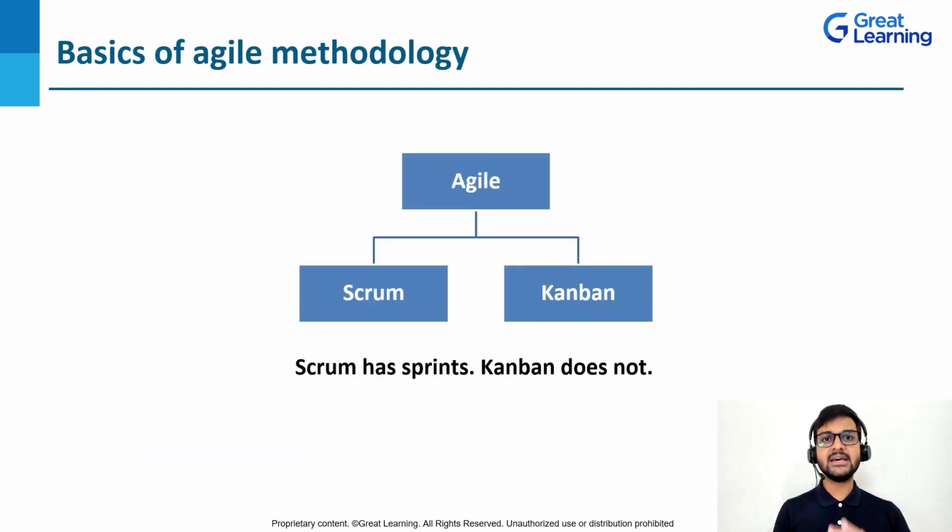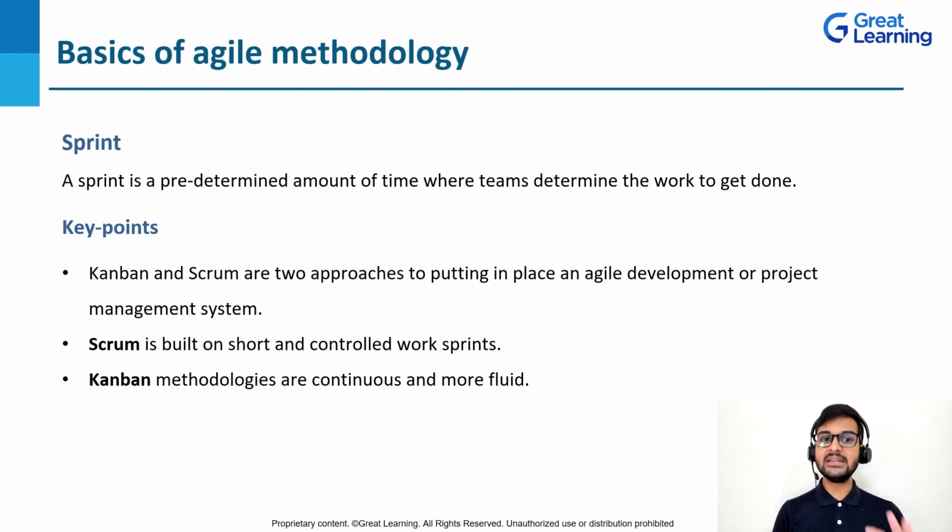Now in Agile, there are two frameworks that we have. One is Scrum, one is Kanban. Now you must be asking me what exactly is the difference between these two frameworks. So Scrum has sprints and Kanban does not. Now you must be thinking what exactly is a sprint. So a sprint is a predetermined amount of time where teams determine the work to get done. So it's like a time limit that we have.